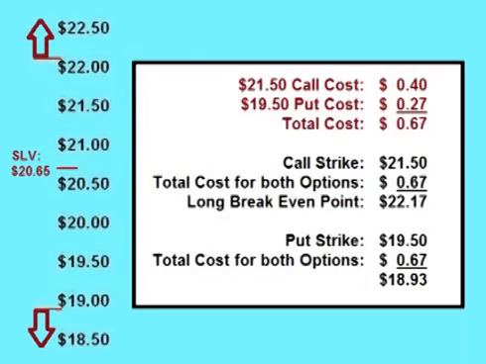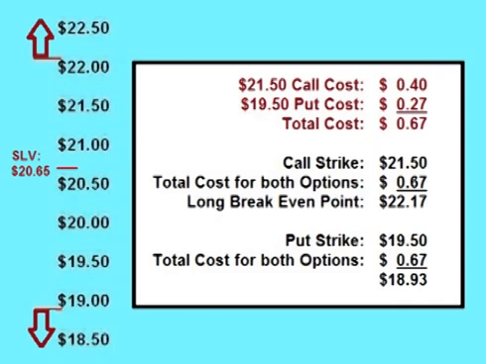Another choice would be for the trader to buy options that are further out of the money. The trader could choose to place a strangle by buying a call option with a $21.50 strike for 40 cents and buying a put option with a $19.50 strike for 27 cents, for a total cost of 67 cents a share up front. Both options cost 67 cents up front total.